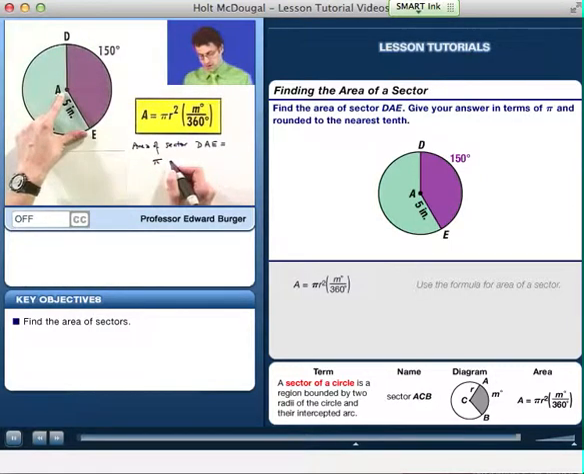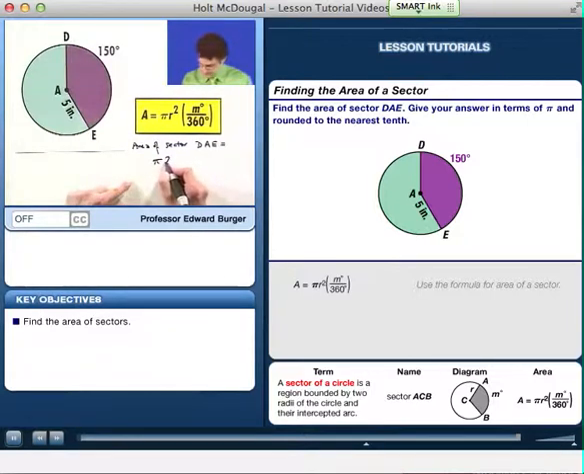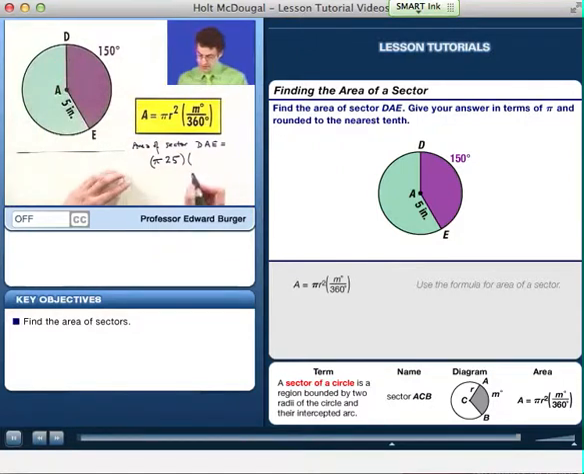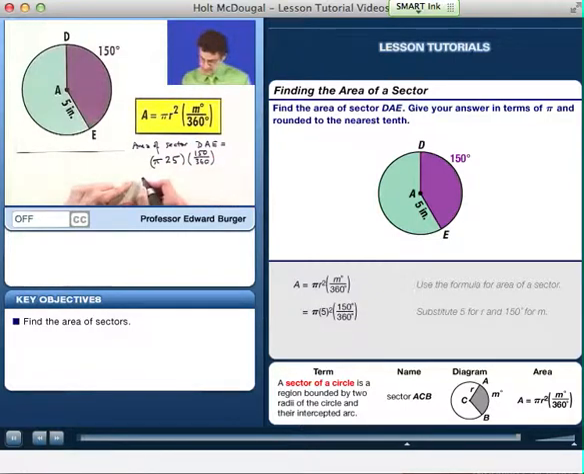And so here we see that r is 5, so that's going to be 25. And then I'm going to multiply that by the appropriate fraction. Well, I'm given that the measure of this arc is 150 degrees, so I put that over 360 degrees. And so what do I get?